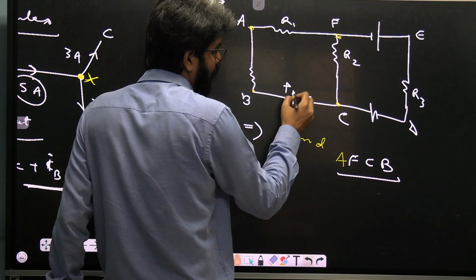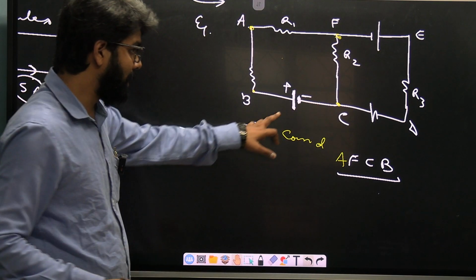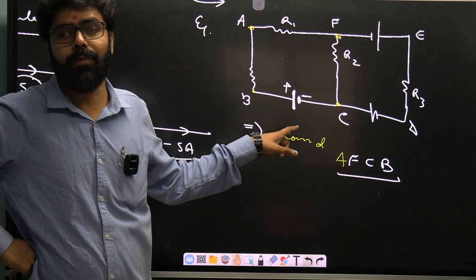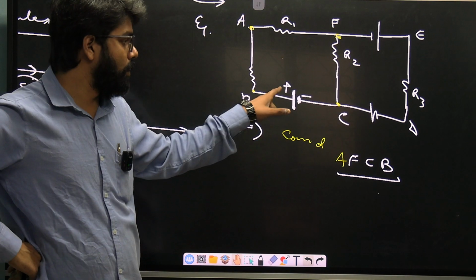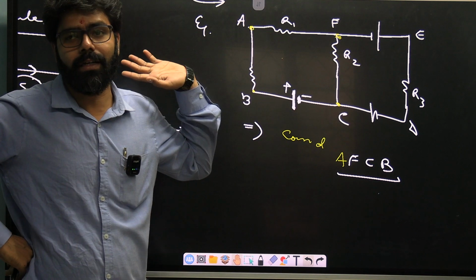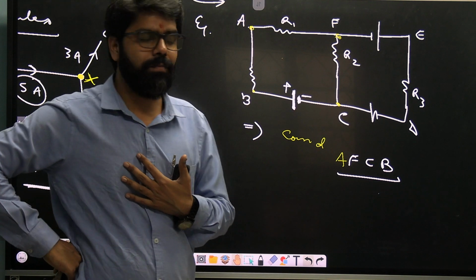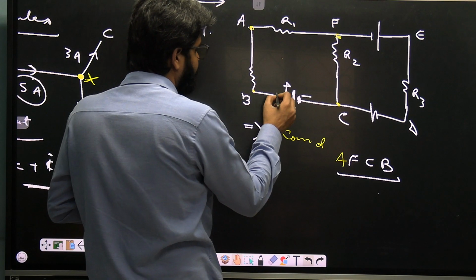As per the sign of the battery, the bigger stick refers to the positive side, the high potential, and the smaller one refers to the negative side, the lower potential. So put a positive sign here and a negative sign here. Now I assume that the current goes in this direction.